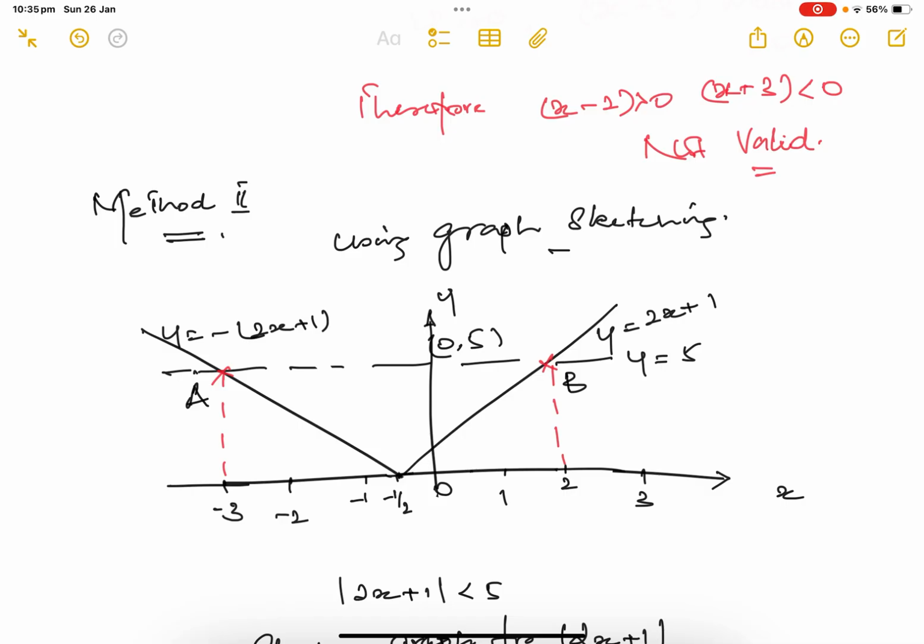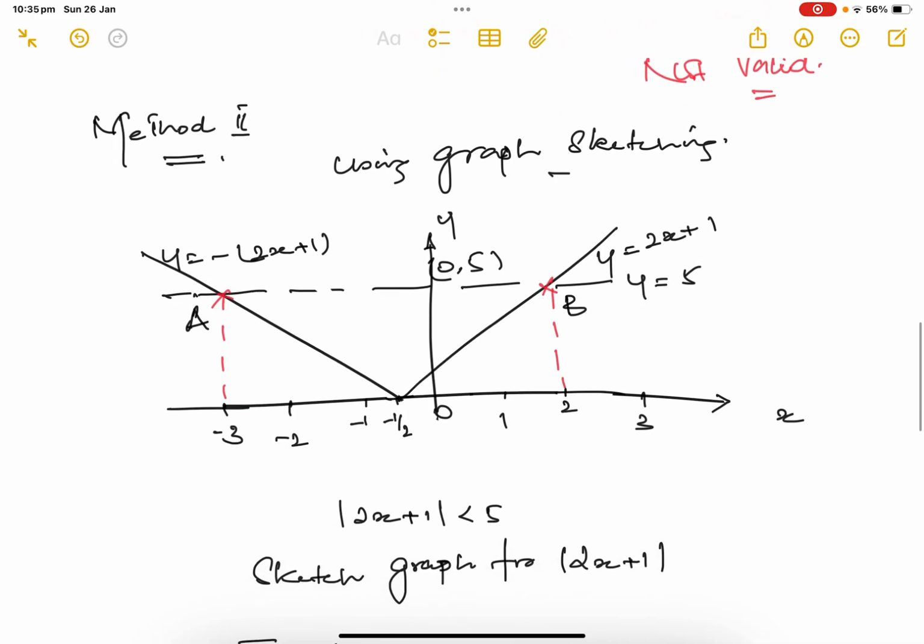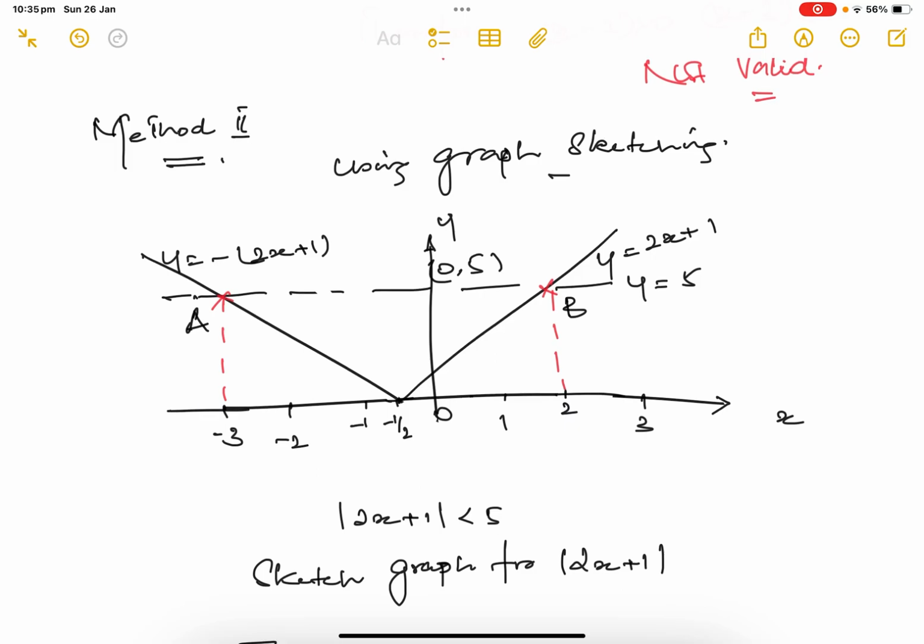Right, method 2, using the graph sketching method to find the range. Okay, we know the modulus 2x plus 1 graph. On the right hand side, the pivot point is where it cuts the x-axis, at minus half, because 2x plus 1 equals 0, so x equals minus half. Then reflect to the other side, the left hand side, whose equation would have a minus. So y equals minus 2x plus 1. The right hand side line is y equals 2x plus 1.